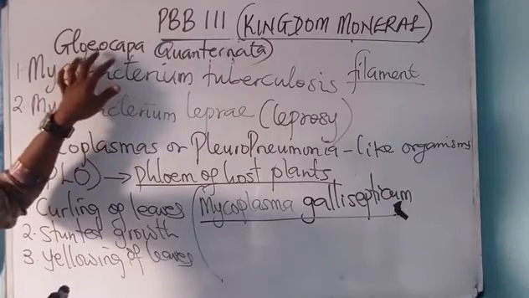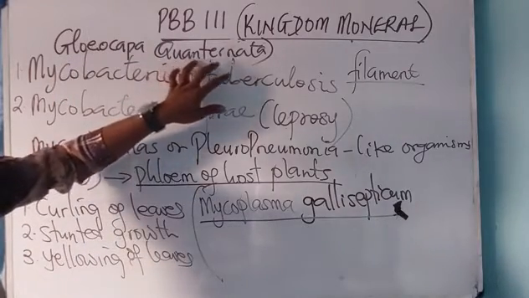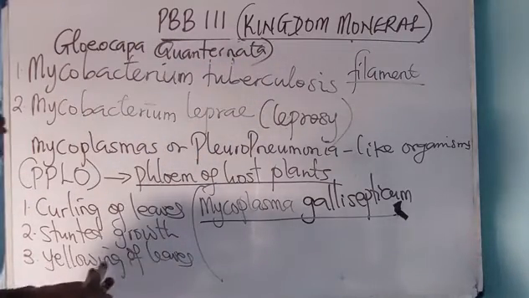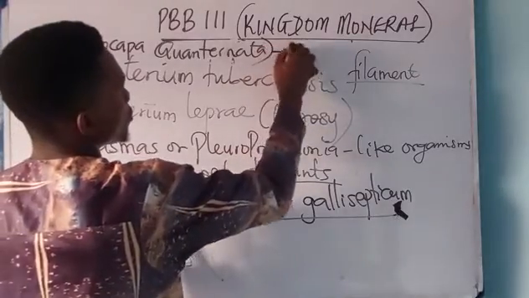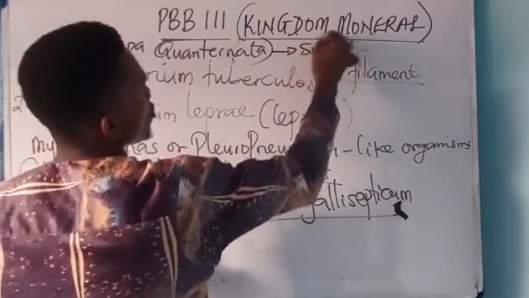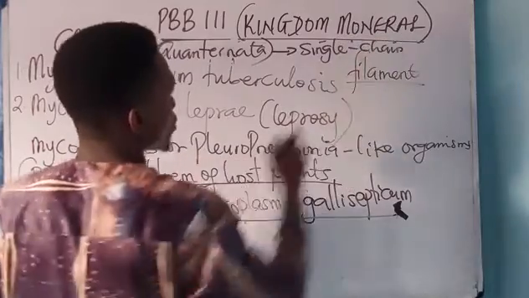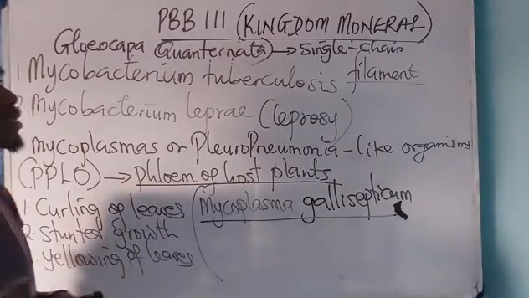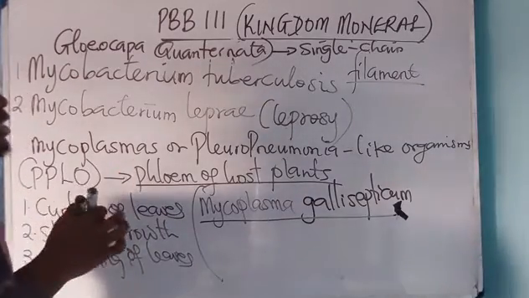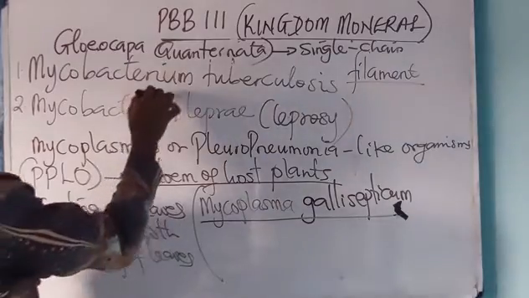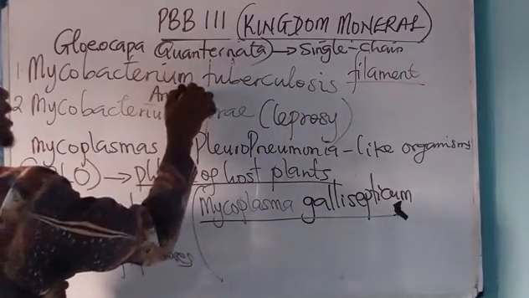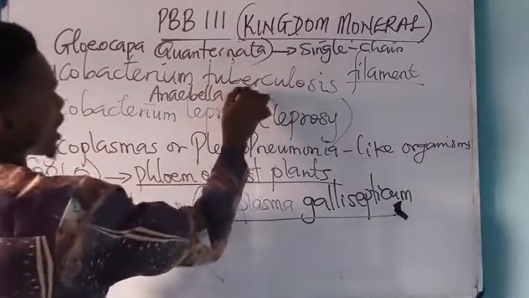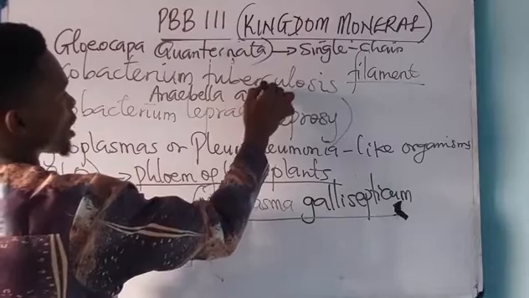Now, this Glaucocapsa cortinata is a type of cyanobacterium that occurs as a single chain. Single what? Chain. So they occur as a single chain. There are some that occur as colonies. They are called Anabaena azollae.